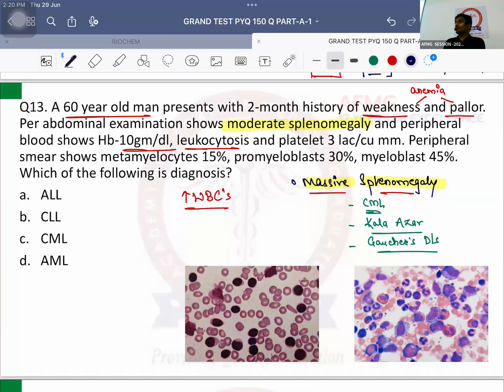ऑसिस का मतलब क्या होता है जस्टिन? ज्यादा. पीनिया का मतलब क्या होता है? कम. So WBCs are more in this patient. So leukocytosis means increased WBC count.